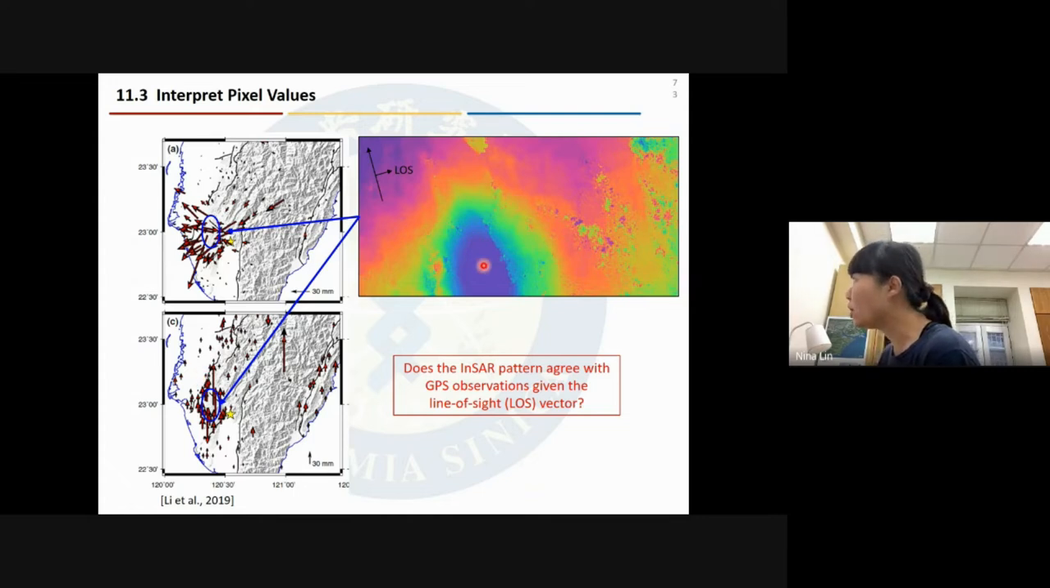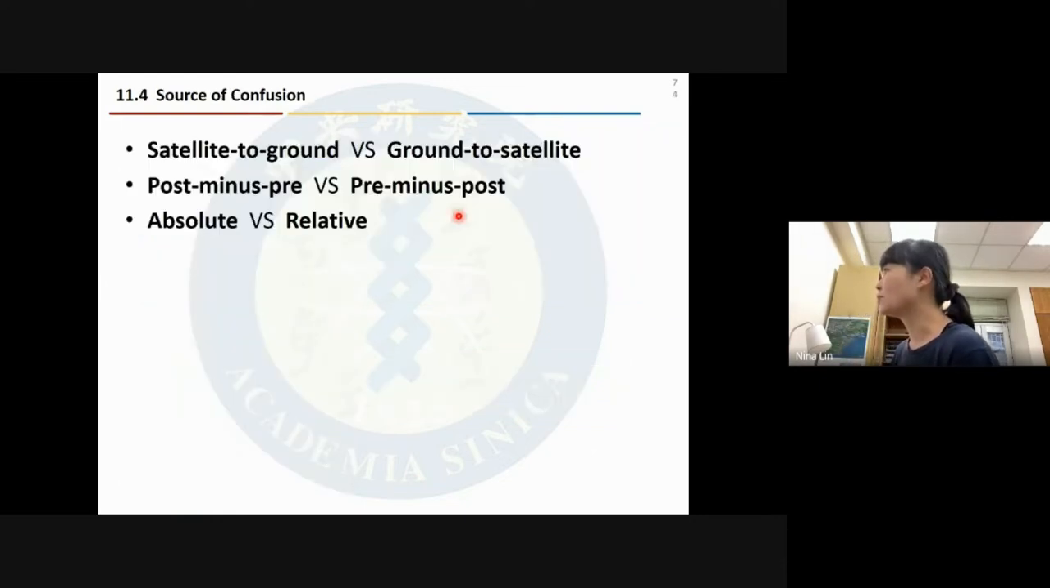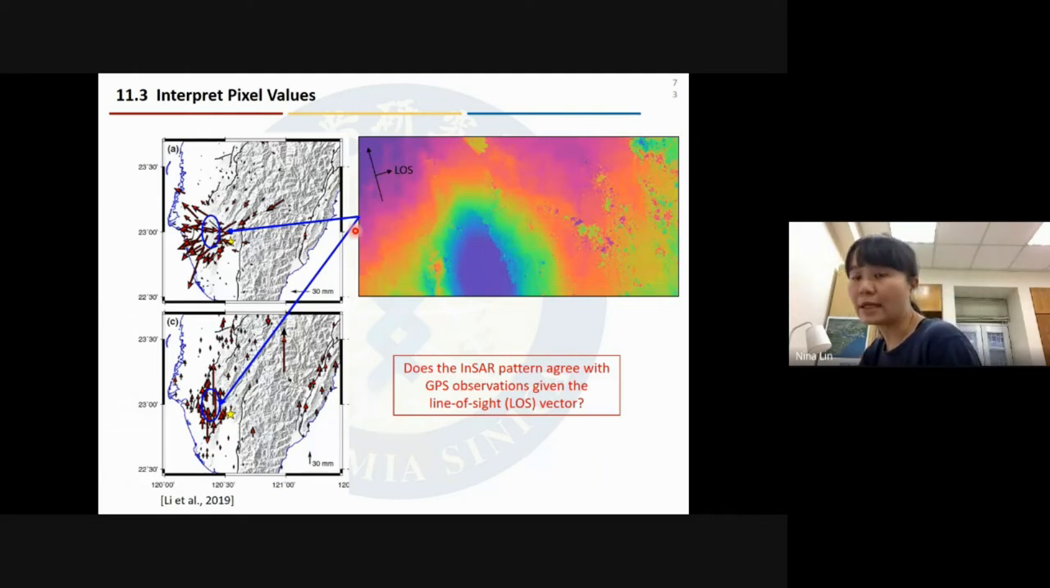So if you want to really know what exactly the absolute value is here, you will need to have at least one ground measurement. Of course the best is two or even more. So just remember all these confusion factors. One is how your data is processed in the software: is it satellite to ground or ground to satellite? And is it later date minus earlier date or vice versa? And you need to remember your observation from InSAR is only relative. So from all these different perspectives of InSAR measurement, unfortunately, usually when I see an earthquake happen in Taiwan and I produce an interferogram, I will need to separately find some validation points to check the exact sign of this pattern.